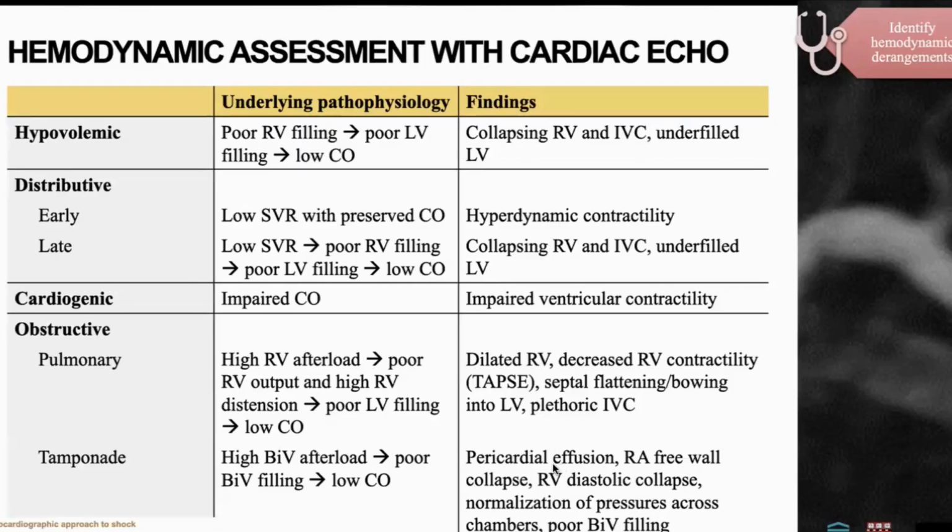And so seeing a pericardial effusion, seeing right atrial free wall collapse, RV diastolic collapse, and then normalization of all pressures across all chambers, those are classic for cardiac tamponade.